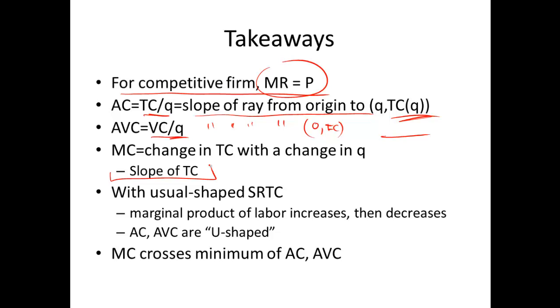With a usual shaped short-run total cost curve, the marginal product of labor is assumed first to be increasing, then decreasing. This gives rise to an AC and an AVC curve that are U-shaped. And finally, MC crosses the minimum of AC and AVC.